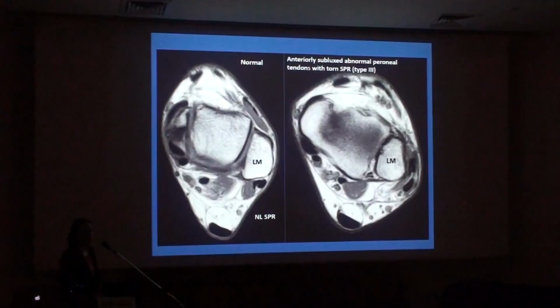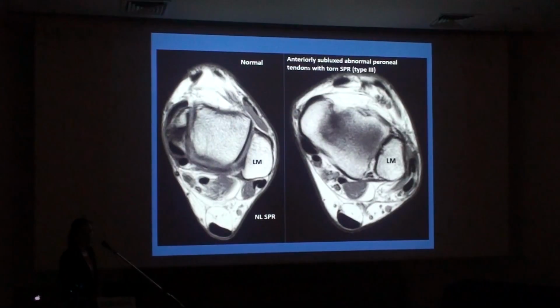So this is a different patient, two different patients. This is a normal situation with intact superior peroneal retinaculum, and this is the patient with type 3A superior peroneal retinacular injury. And as Dr. Rosenberg has mentioned, you can easily miss this little ossicle, which is avulsed with the fibular avulsion of the superior peroneal retinaculum. You can also see the tendons are dislocated from the groove, and there is the longitudinal split of the brevis and some tendinopathy of the longus.